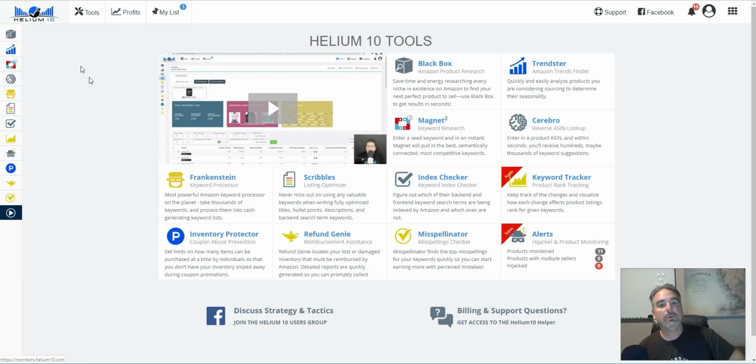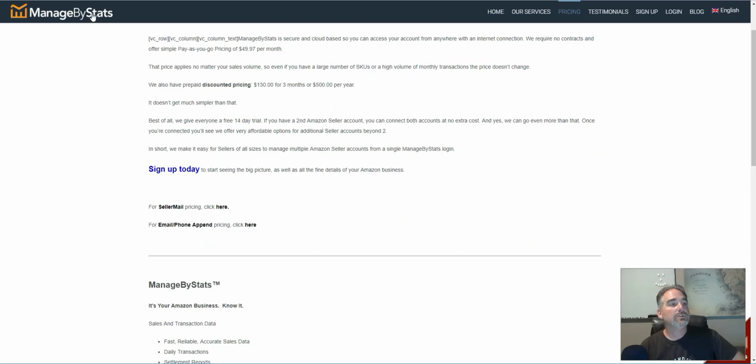And normally what people did before Helium 10 came out with Profits, which they just came out with a couple of months ago, is they were using Managed by Stats. I would say at least probably 95% of Amazon sellers were using Managed by Stats, because that's what it did. It went in and pulled all that information. You put in all your product costs and it takes that out. And so that's what people use, but it's $50 a month. So you have to pay separately for that.